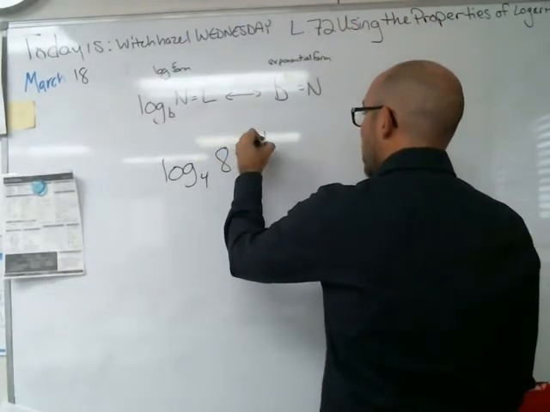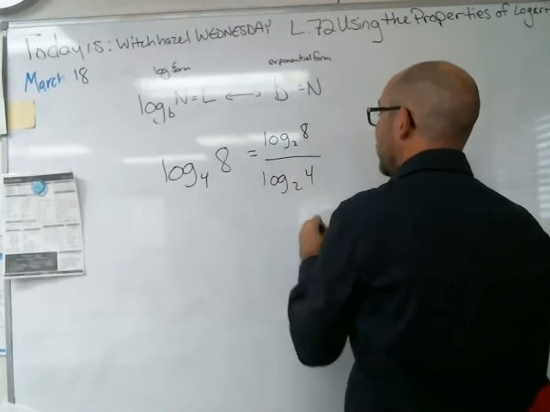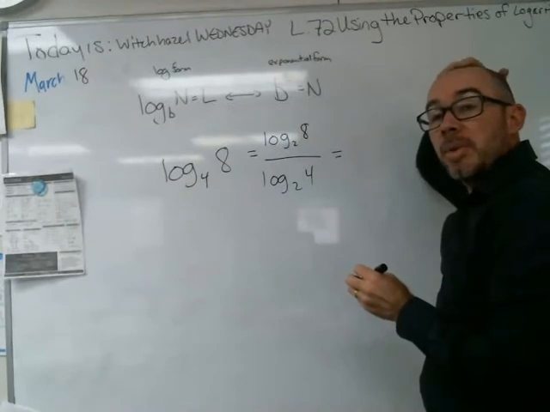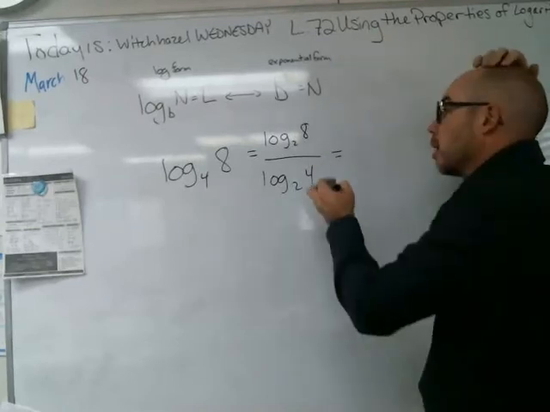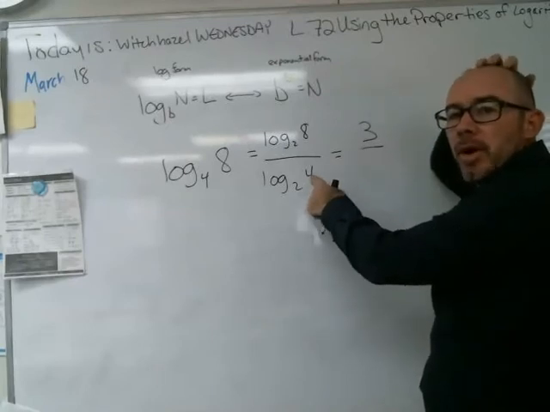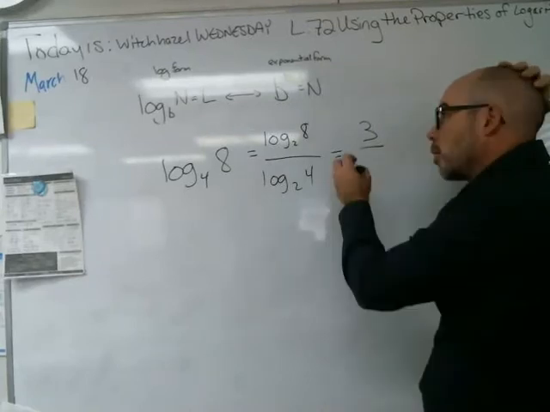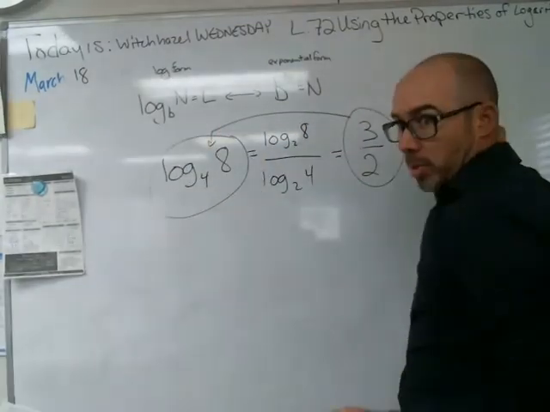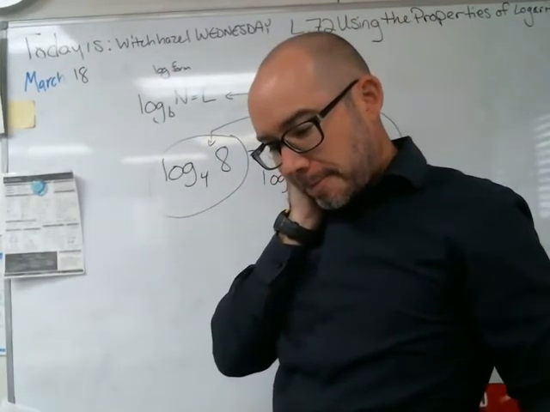So here's what I'm going to do. I'm going to go log base 2 of 8 over log base 2 of 4. Now, this one up here is saying 8 could be rewritten as 2 to the what power? So that top is 3. And this bottom thing here is saying I could rewrite 4 as 2 to the power of what? 2 squared is 4, so the answer there is 3 halves. That's the answer to this problem right here. I guarantee, try it on your calculator.